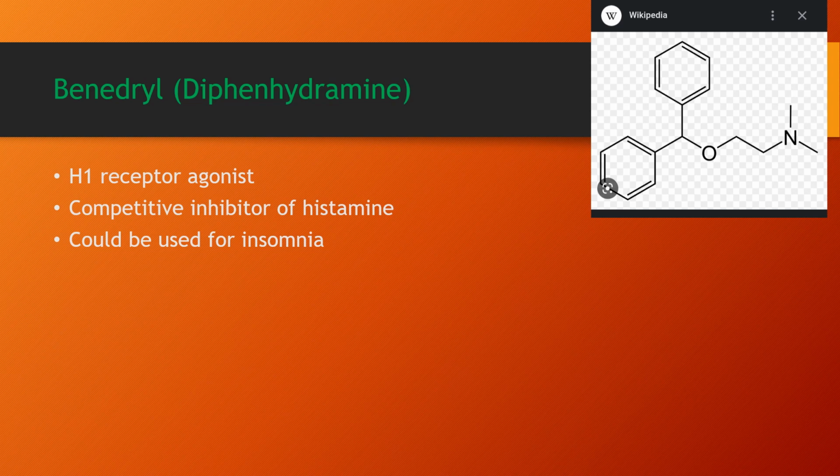Benadryl. Benadryl is diphenhydramine, again an H1 receptor antagonist, a competitive inhibitor of histamine, and could be used for insomnia. It will help you sleep. With Benadryl, we use it for children who are quite aggressive and resisting treatment, slightly painful treatments. You just sedate them with the Benadryl. And with Benadryl, we are not like levocetirizine; we are not avoiding the inhibition of sedating histamine receptors.